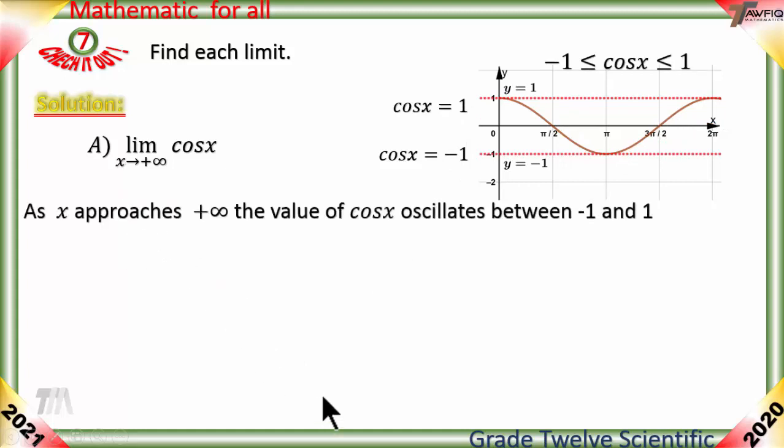When x approaches positive infinity, the value of cosine x oscillates between -1 and 1. That means the limit as x approaches positive infinity of cosine x does not exist too.